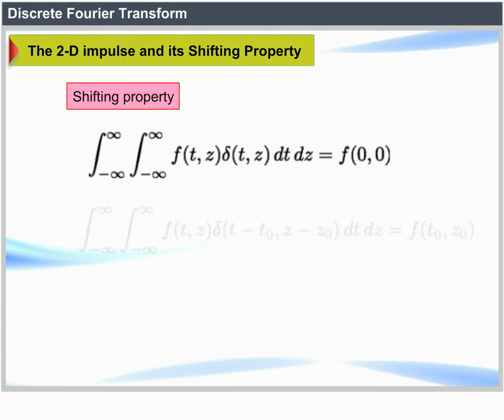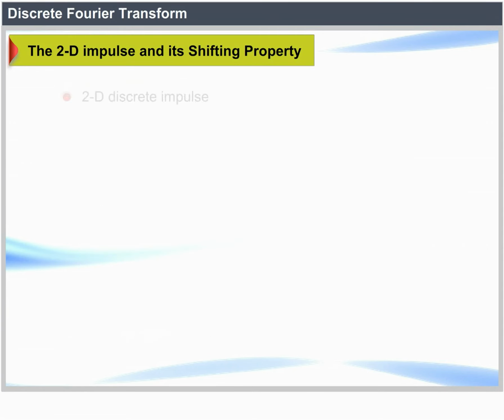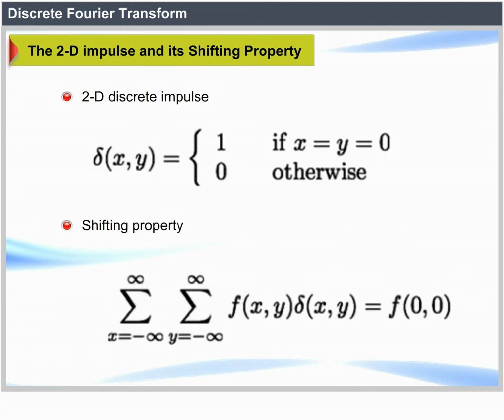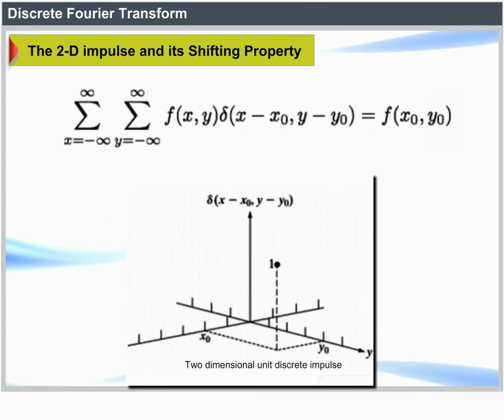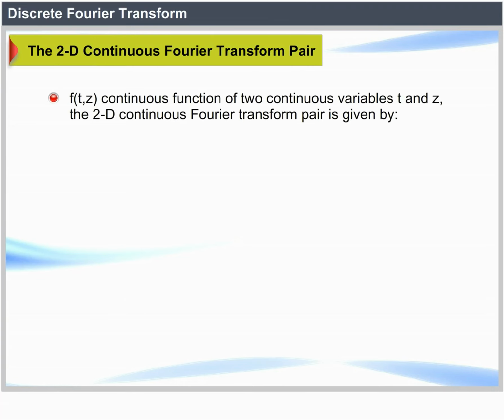The 2D continuous Fourier transform pair of f(t, z), a continuous function of two continuous variables t and z, is given by the equations shown on the screen. For example, obtaining the 2D Fourier transform of a simple function will be as represented on the screen. Two-dimensional sampling and the 2D sampling theorem.